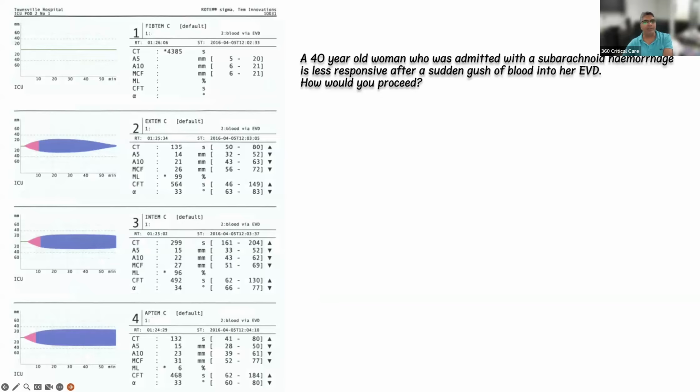Okay. Now next. A 60-year-old woman who was admitted with subarachnoid hemorrhage is less responsive after a sudden gush of blood into the EVD. How would you proceed? That's her ROTEM interpreted. Again, clotting time. These are all practical cases. So very, very high. What's happening with the ML here? 99%, 6% in EXTEM. Okay. Again, fibrinolysis, tranexamic acid.